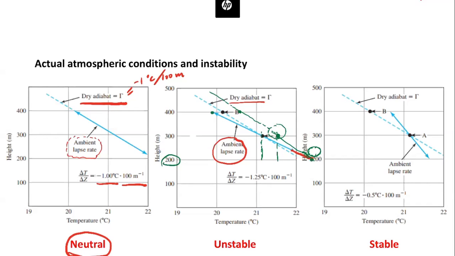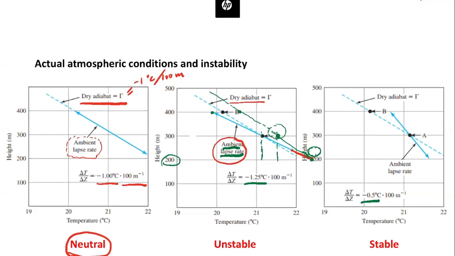So when the ambient or the actual temperature lapse rate is smaller compared to the dry adiabatic lapse rate, basically, if it has a negative 1.25 Celsius per 100 meters, the air is going to be unstable, and it's going to continuously rise up. And this is going to create an unstable condition. And we can also have a very stable condition, which corresponds to an actual ambient lapse rate that is larger than the dry adiabatic lapse rate. For example, if it has a value of 0.5 Celsius per 100 meters, okay?